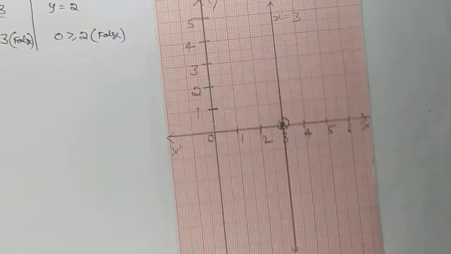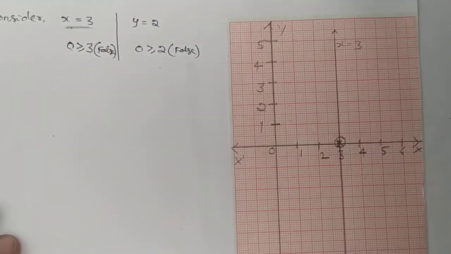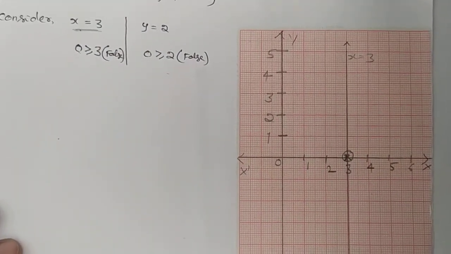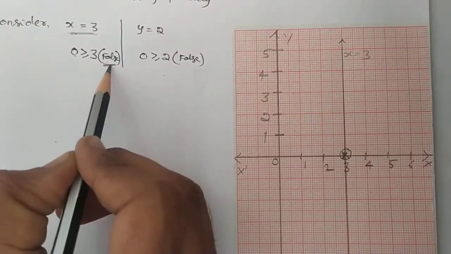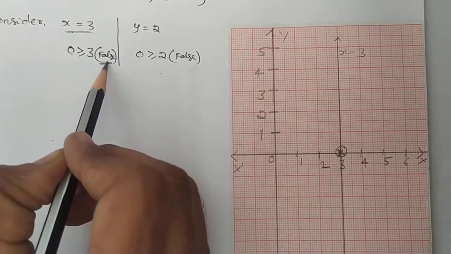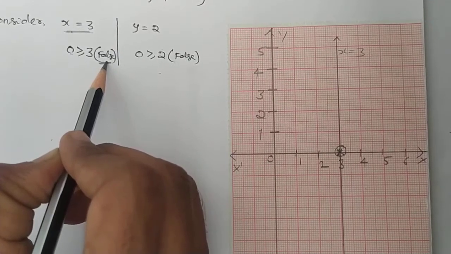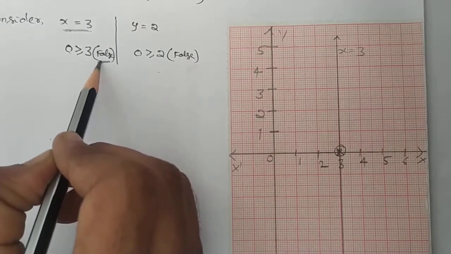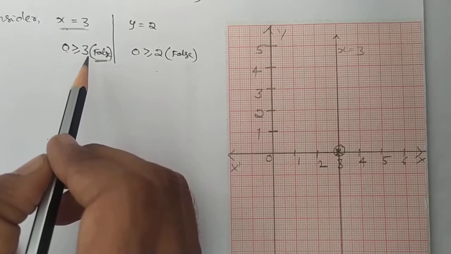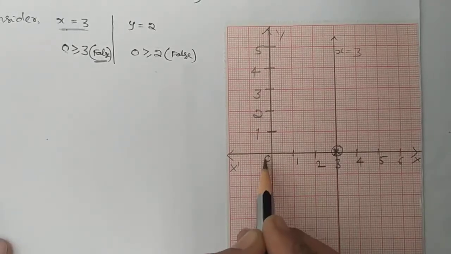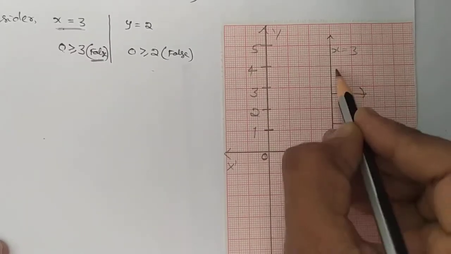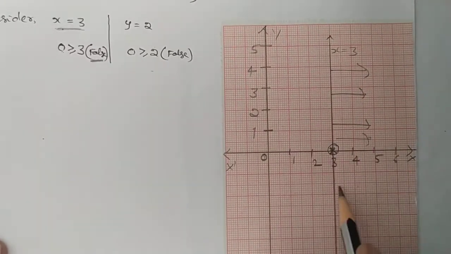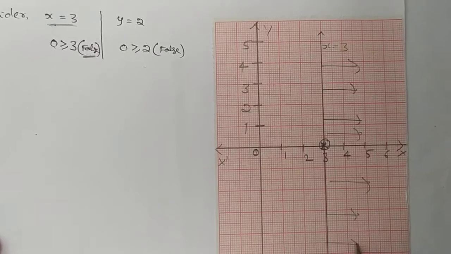Next, one more thing. Here, is this inequality result giving true or false? It is giving false. If it is false, where do we have to shade? Apart from the origin. If it is false, we have to shade apart from the origin. Region will be like this. We have to shade the region like this.